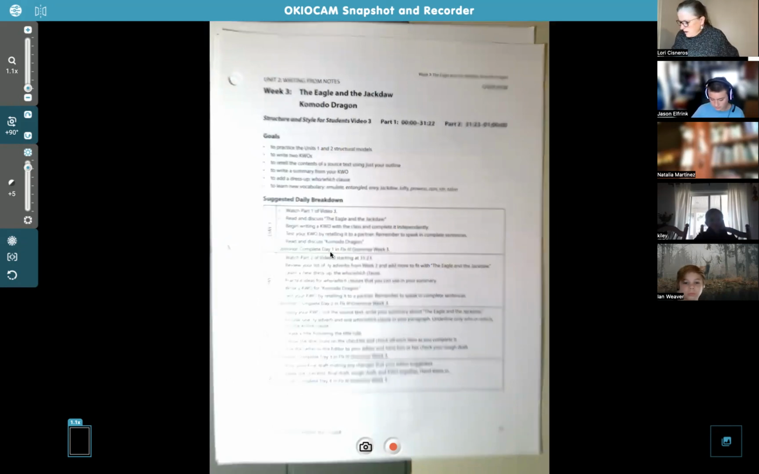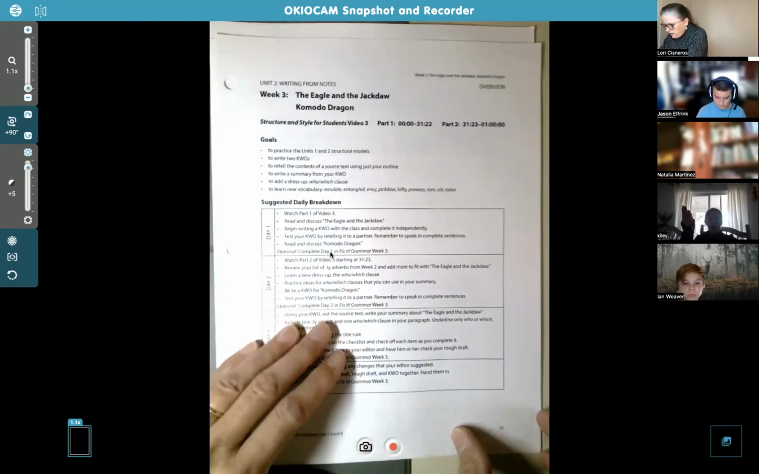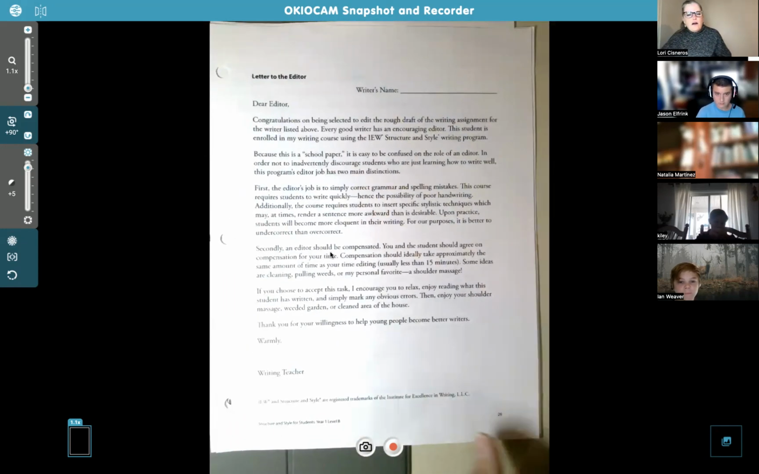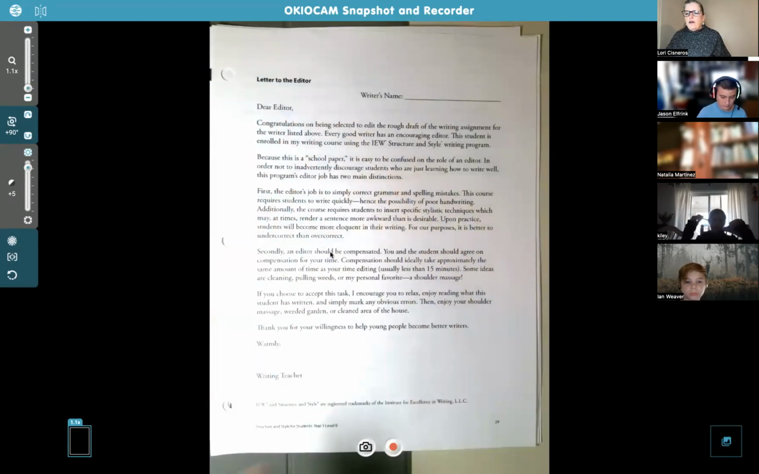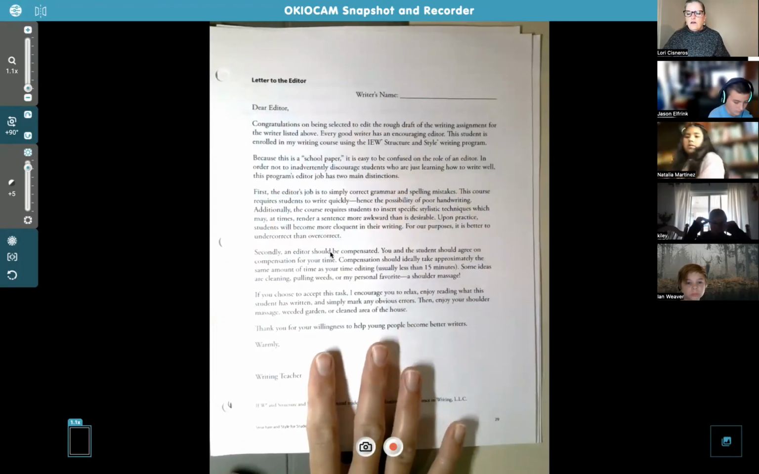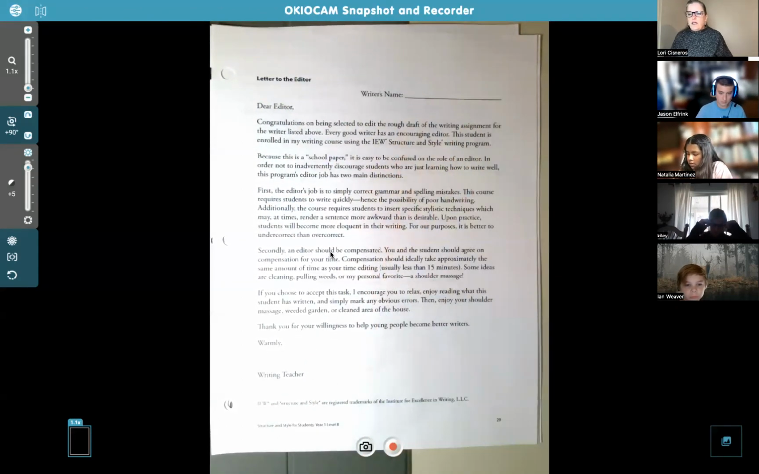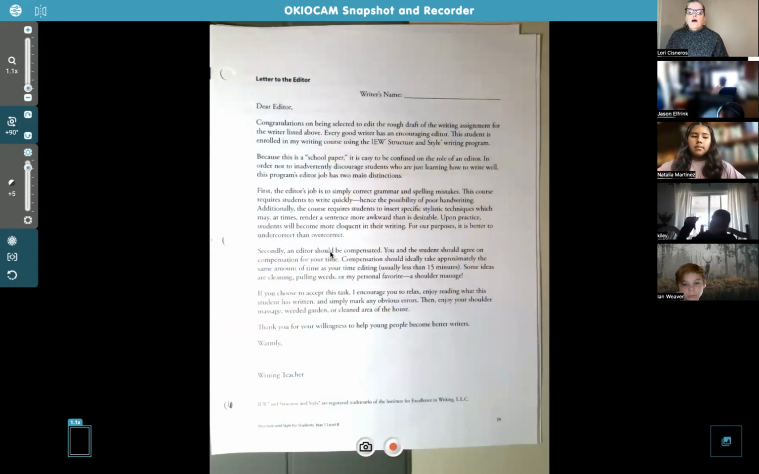Okay. Let's get started. I want you to now look at this page from your stack that you just got out from week 3. It is page 29 and it's called Letter to the Editor. Go ahead and find that page first from the stack that you just got out of your binder. And I want you to put your name here where it says writer's name. Do we put our first name only or our first name and last name? Oh, good question. You could put your first name and last name.